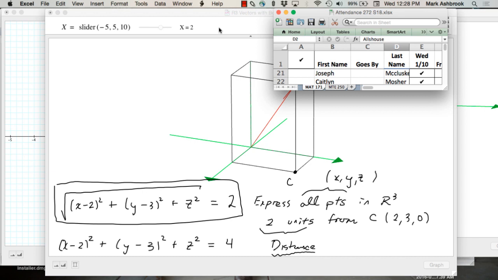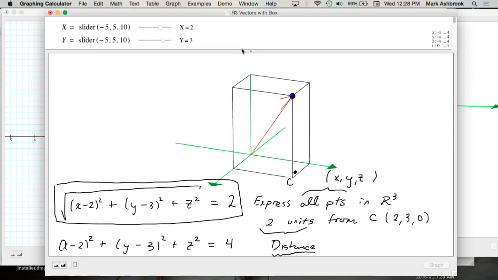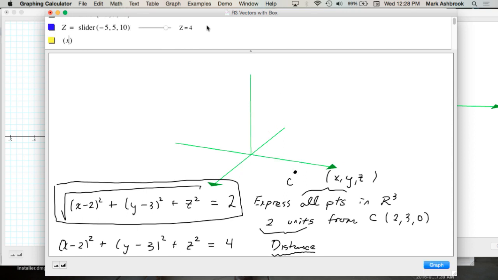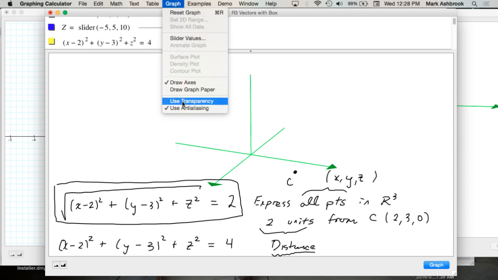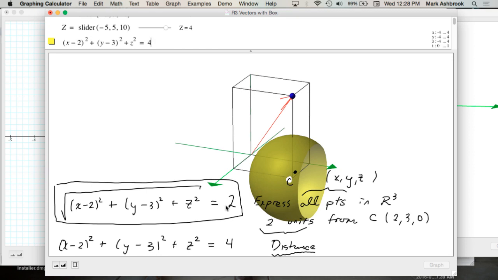So let's put that in and see what we get. What are all points 2 away from point C? So x minus 2 squared plus y minus 3 squared plus z squared equals 4. Use transparency. What's it going to be? Sphere, right?